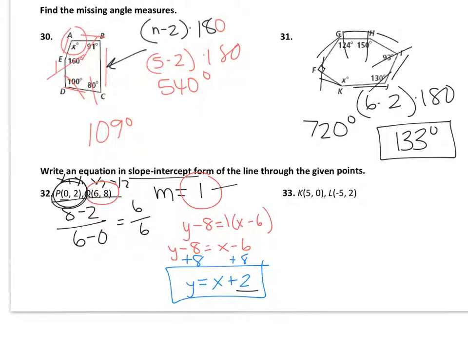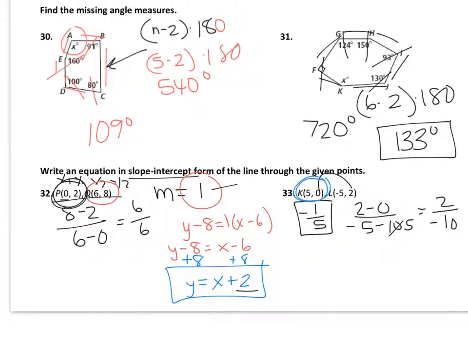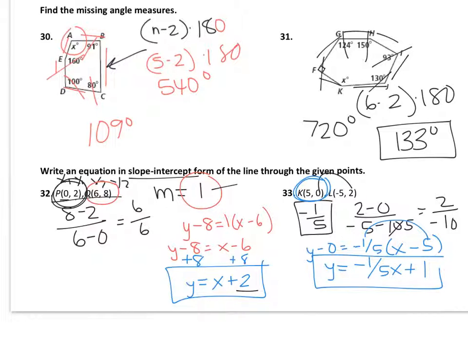So you could have just said slope is 1, y-intercept is 2. The second problem, I'm going to do the same way. I'm going to find the slope. So it's 2 take away 0 over negative 5 minus 5. So it's 2 over negative 10, which is negative 1/5. So this is the slope, and then I'm going to pick one point and plug it in. So it's y minus 0 equals negative 1/5 times x minus 5. So it's y equals negative 1/5 x. Negative 1/5 times negative 5 is plus 1. Slope-intercept form.